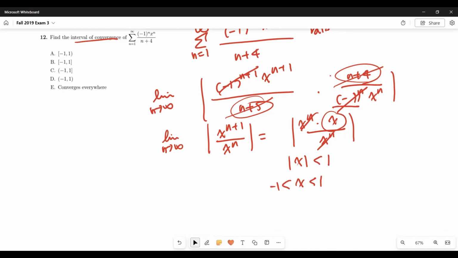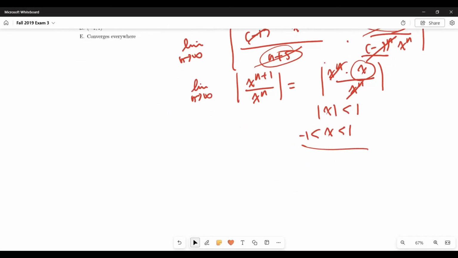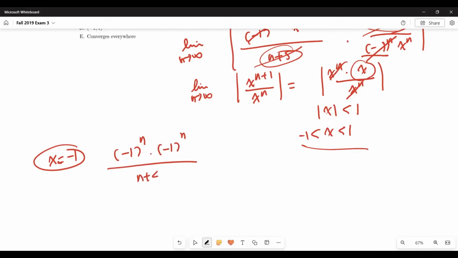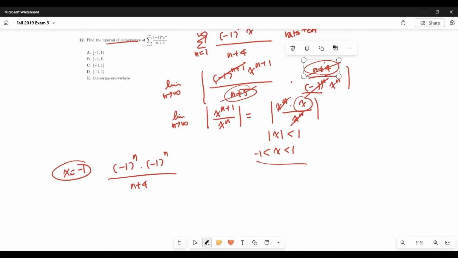Some might just choose D for the answer because we have the interval, but this doesn't tell us whether the endpoints have to be included or not. So you have to actually plug in the values to see whether we include them. Let's plug in the endpoint x equals negative 1. We're basically plugging negative 1 into our original series. This becomes negative 1 to the n times negative 1 to the n over n plus 4, so negative 1 to the 2n over n plus 4.